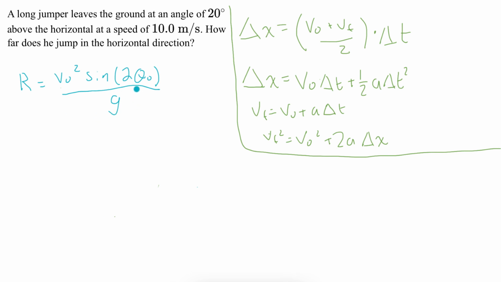Now, this can be derived by finding the individual time component using this equation and then plugging it into the x component. And then you use a few trig functions and then you get this. And this is a very simplified way of doing this instead of having to go through all that trouble. So now we can just plug everything in.